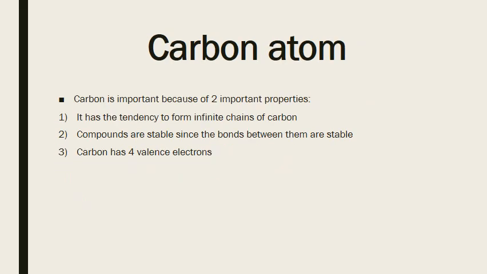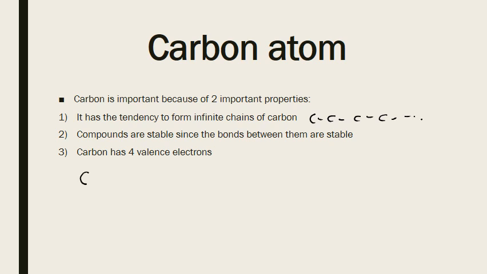And then we specifically looked at the carbon atom. We said carbon is important because of two important properties. It has a tendency to form infinite chains of carbon. So just as we drew before, this can go into infinity. Compounds are stable since the bonds between them are stable, and carbon has 4 valence electrons.